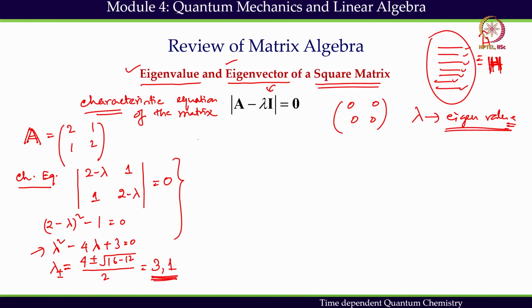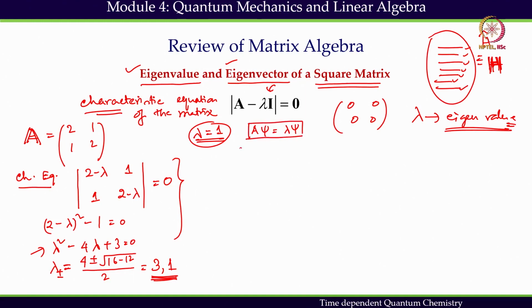Next, we would like to find out, for lambda equals 1, what the eigenvector or the wave function associated with this particular state should look like. That can be represented as follows. We have this eigenvalue equation, which is A psi equals lambda psi. That is the eigenvalue equation. And in the matrix form, how do I represent it?